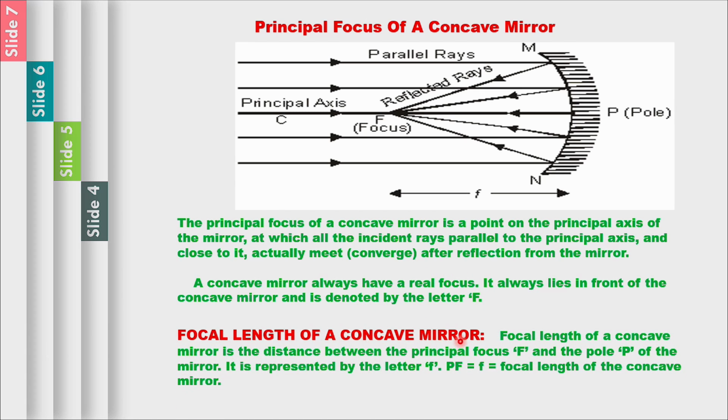So what is the focal length of the concave mirror? The focal length, small f, is the distance between the principal focus and the pole. The focal length of the concave mirror is the distance between principal focus F and the pole of the mirror P. It is usually denoted by a small letter f. In the diagram, PF or FP is equal to small f. That is the focal length of the concave mirror.